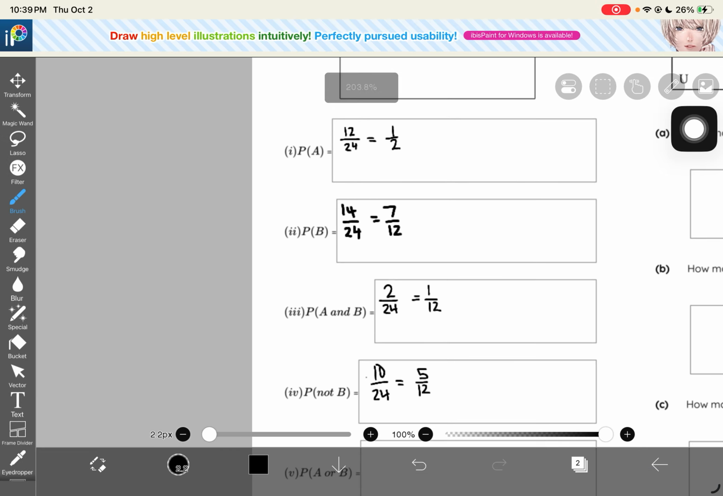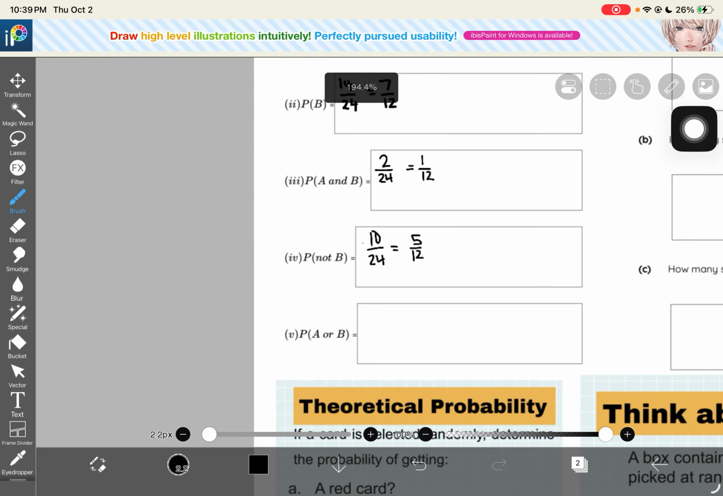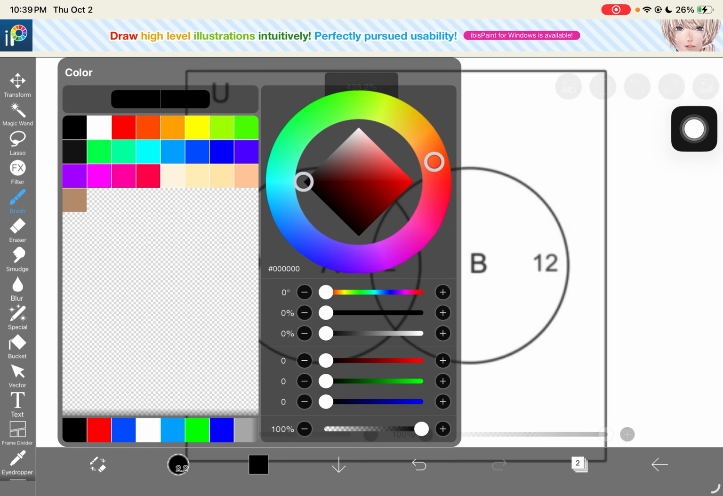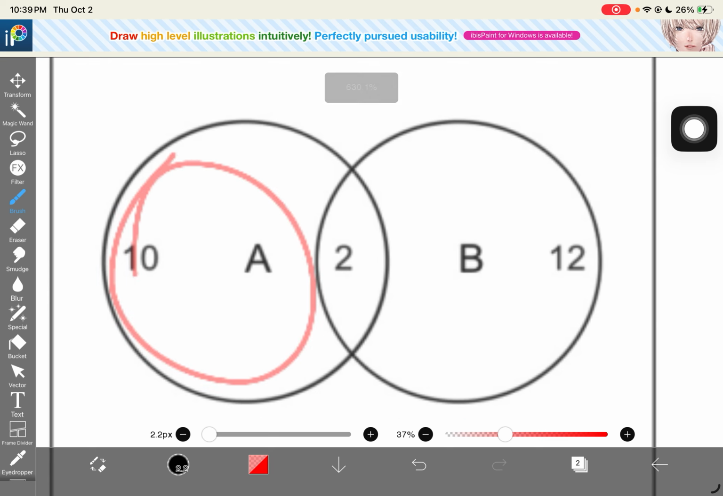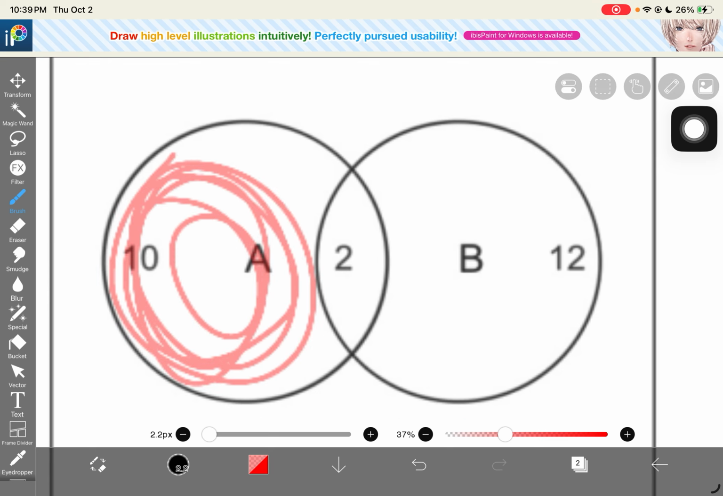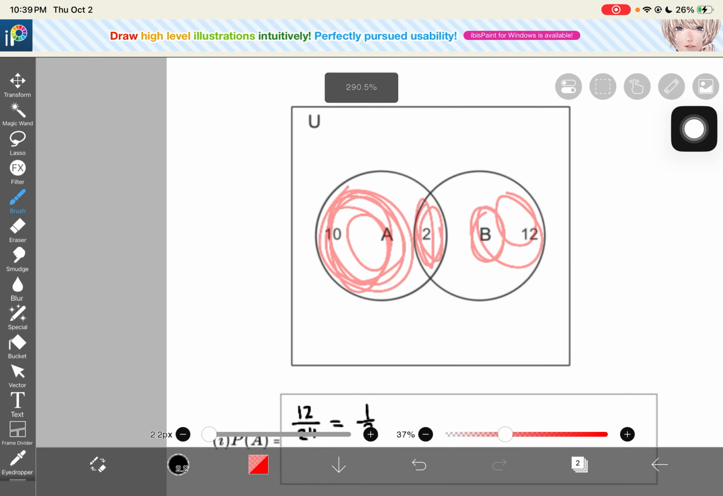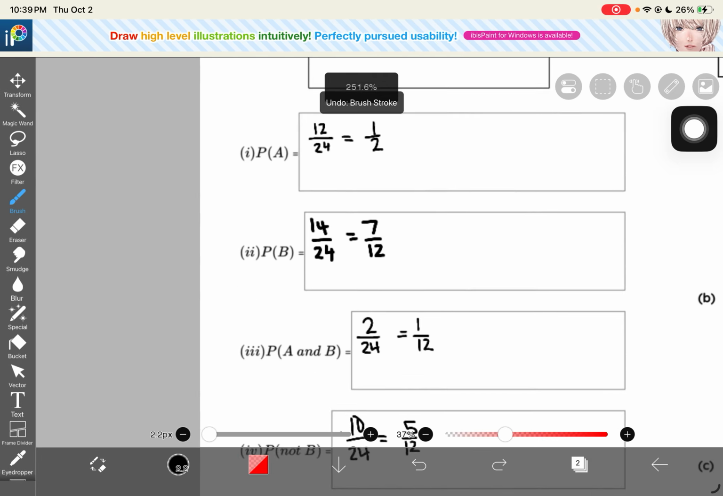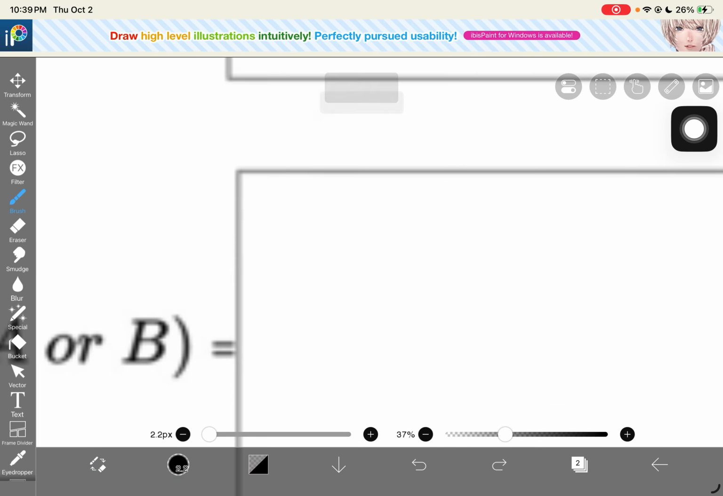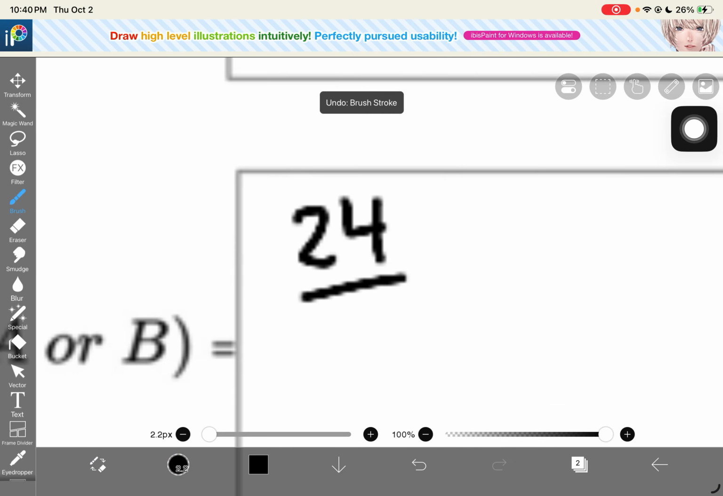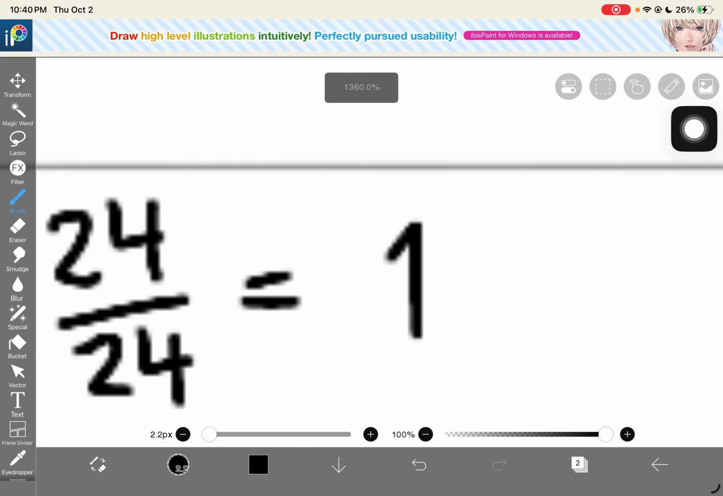Very nice. And then lastly, A or B. Let's ask ourselves this question. We got this one, which contains A or B, and then this one, B, which contains A or B. As you could see, everything in the diagram is shaded, which means it's 24 over 24, or just equal to 1.